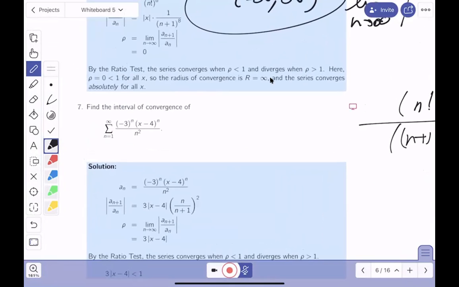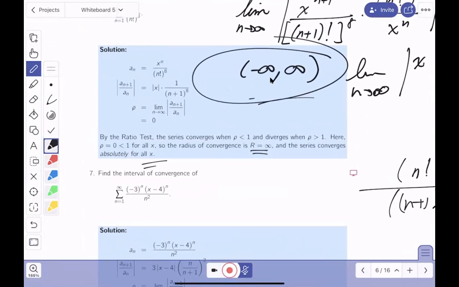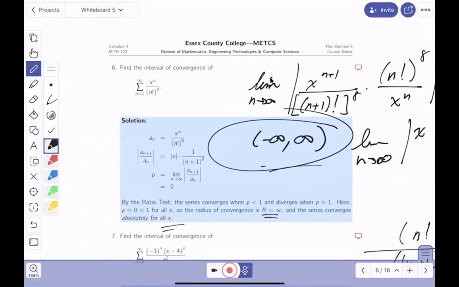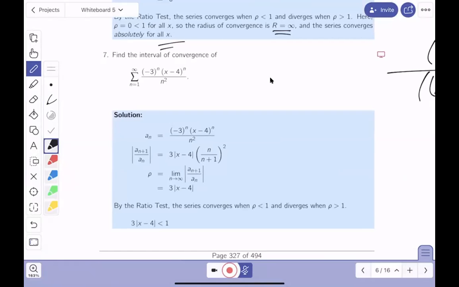So let's take a look at it. It says by ratio test series converges. Here the ratio test limit is zero for all x, radius of convergence infinity. Series converges absolutely for all x. And that's what I wrote over here. Okay, that was pretty good. Wasn't bad. Let's go to number 7.